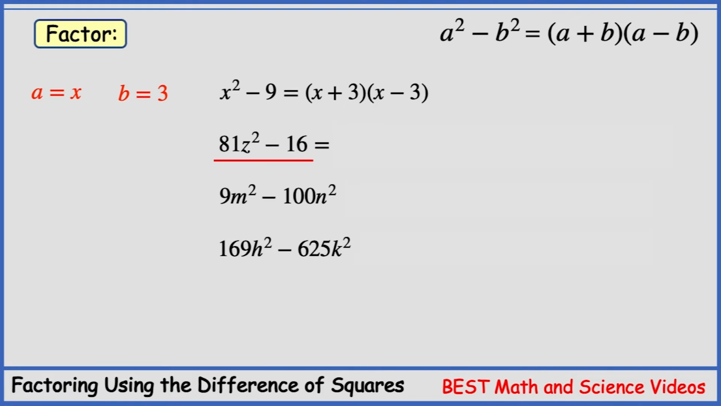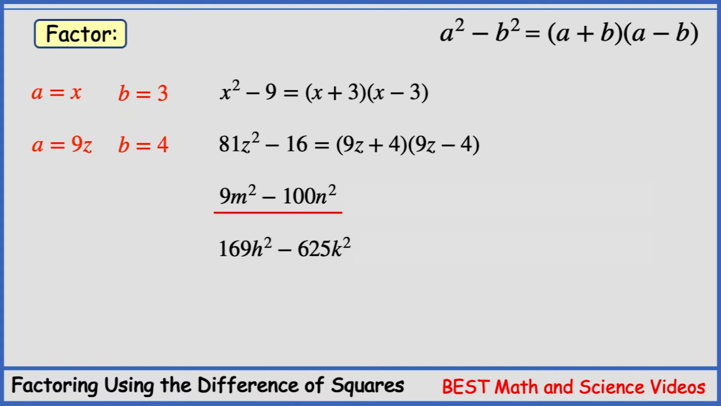Now look at 81z squared minus 16. From the first term, you can see that a equals 9z, because the square root of 81z squared is 9z. From the second term, you can see that b equals 4, because the square root of 16 is 4. So the expression can be factored as 9z plus 4 times 9z minus 4.